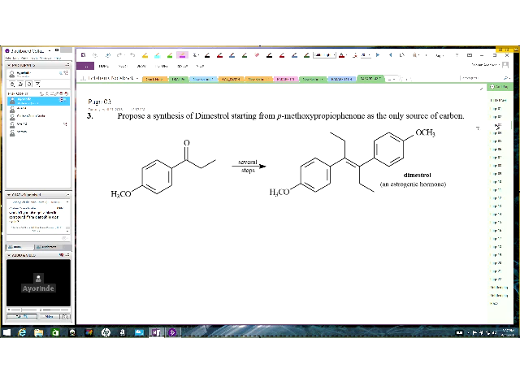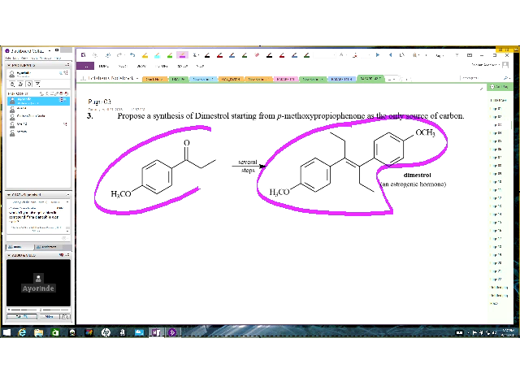Okay. Let me read this for you guys because I think we're having problem with your mic. Number 3 says, propose a synthesis of dimethyl starting from p-methoxypropionol as the only source of carbon. Okay. In other words, they want us to make this complex molecule here starting with only this as the source of carbon atom. Okay, very simple. Let us take a look at this.